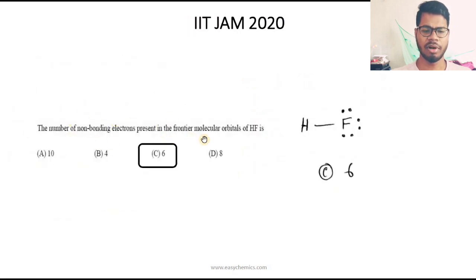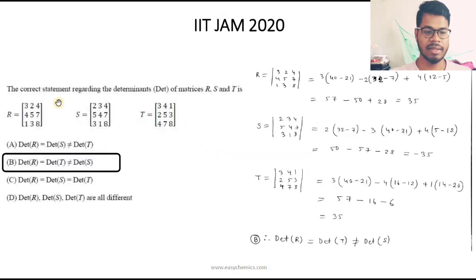Then the number of bonding. Okay, so it's a very easy question. It is UHF, so frontier molecular orbitals. If you don't know frontier molecular orbitals, that is the number of lone pairs in the system. Okay, so 1 2 3 lone pairs, that is total electrons will be the number of electrons, that means 6. Then the question is on the determinant. So I am not solving this, just solve the determinant, then you will get the answer. Okay, just pause the video and you can check.